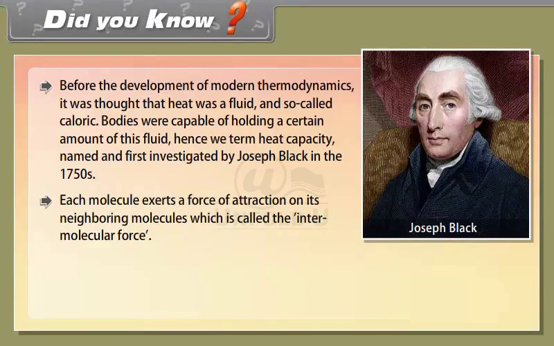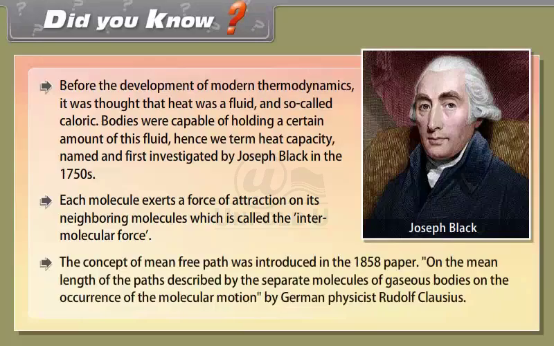Each molecule exerts a force of attraction on its neighboring molecule, which is called the intermolecular force. The concept of mean free path was introduced in an 1858 paper on the mean length of the paths described by the separate molecules of gaseous bodies on the occurrence of the molecular motion by German physicist Rudolf Clausius.